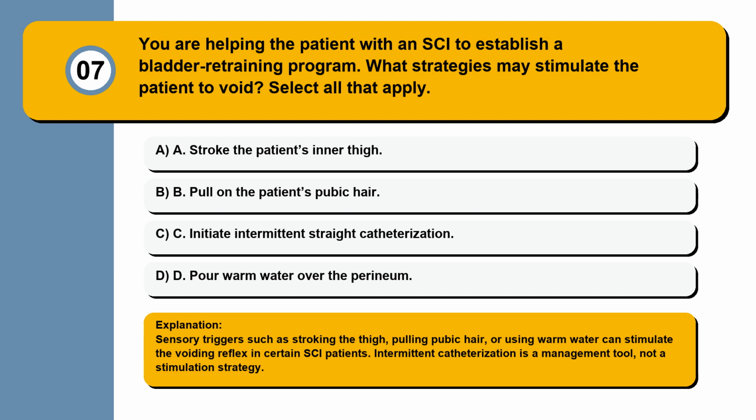Sensory triggers such as stroking the thigh, pulling pubic hair, or using warm water can stimulate the voiding reflex in certain SCI patients. Intermittent catheterization is a management tool, not a stimulation strategy.